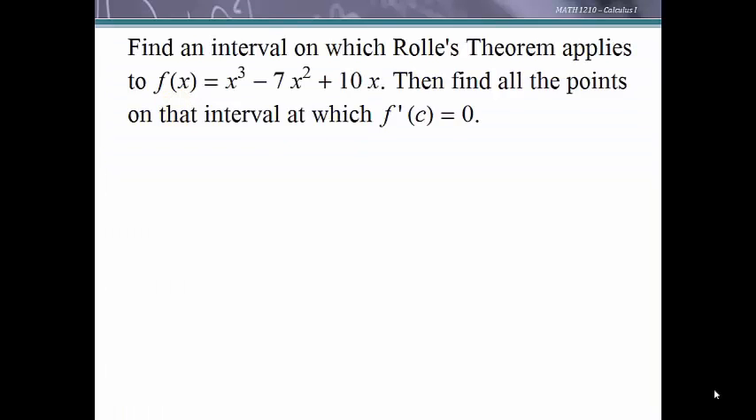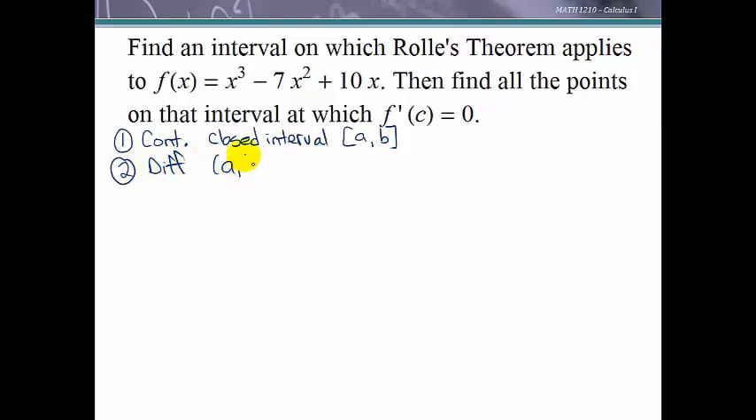Let's find an interval on which Rolle's theorem applies to this function, and then we'll look for all points on the interval where we know the derivative equals 0. So as we look to see if Rolle's theorem applies, we need a continuous function on a closed interval. And as we look at this function, it is a polynomial function, so we know it's continuous everywhere. We're going to need to find a closed interval that meets condition number 3 in a minute here. So we're going to be looking on some interval from a to b, and we're going to need to decide what those values are.